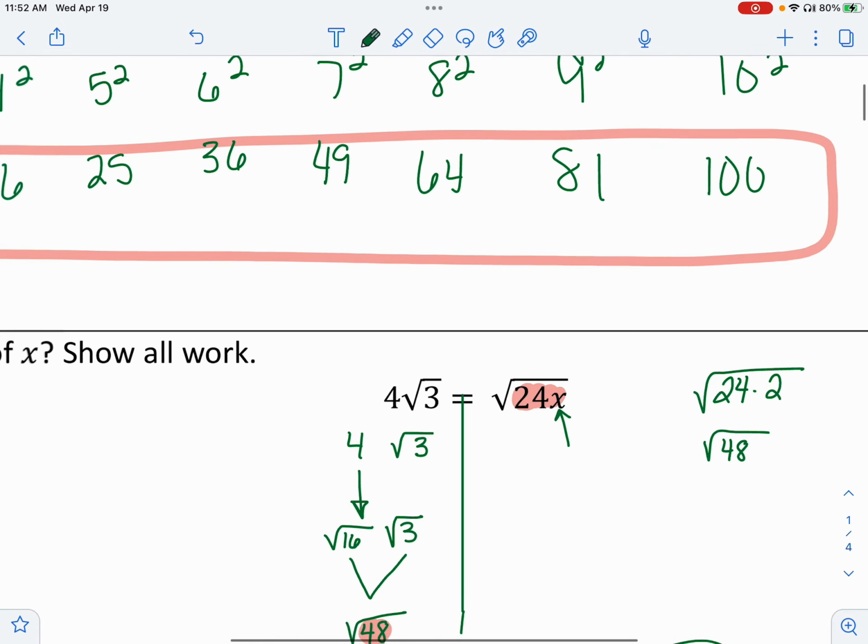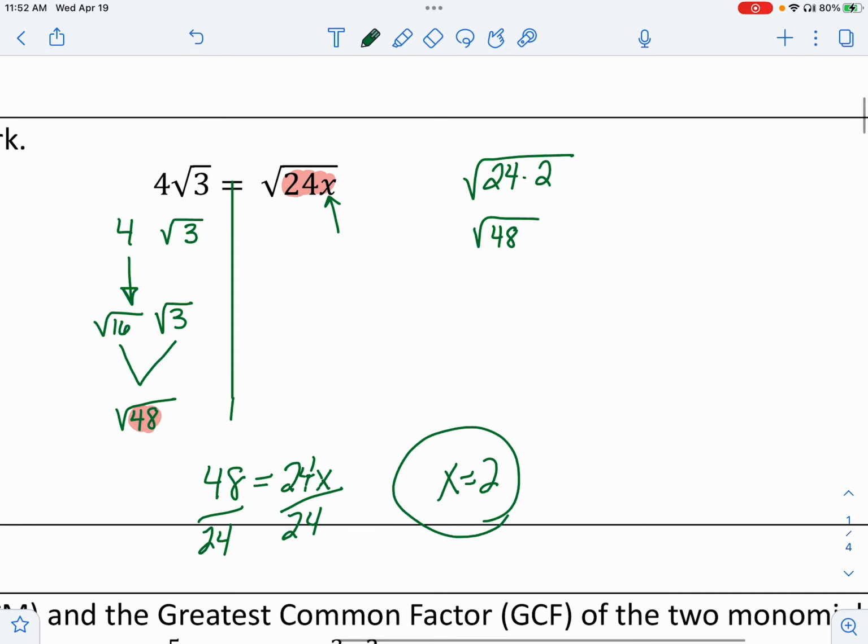What on that list goes into 48? Not 36, not 25, but 16 and 3, which makes 4 square roots of 3.